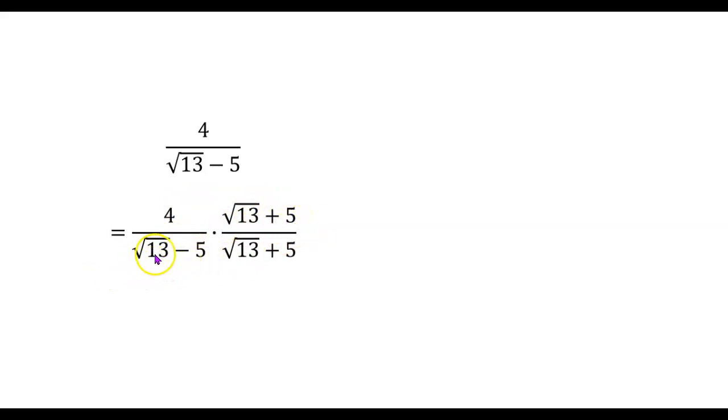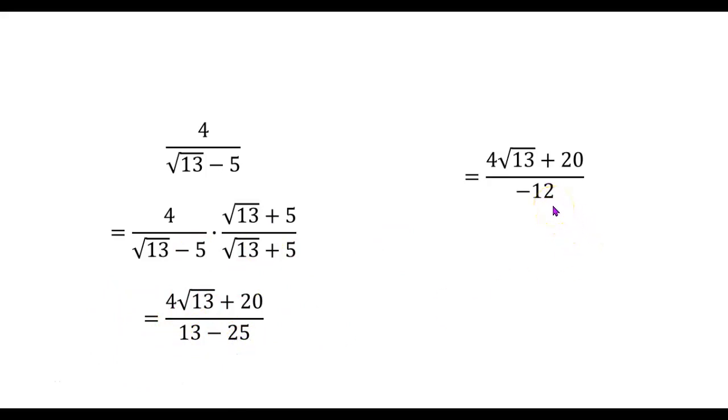And on the bottom, we get the square root of 13 times itself. Square root of 13 squared would just be 13, minus 5 times itself. 5 squared would be 25. So 4 root 13 plus 20 on top over 13 minus 25 on the bottom. Remember, the square root of 13 squared is 13, and 5 squared is 25. Now, what is 13 minus 25? It is negative 12. So 4 times the square root of 13 plus 20 over negative 12.